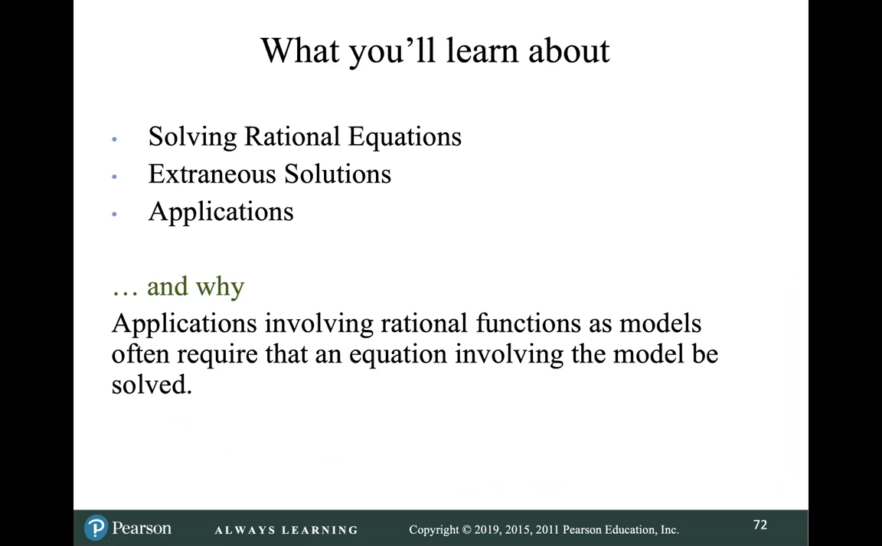Remember, rational means fractions, so that's equations that have fractions. And when we do that, we're going to have to check for extraneous solutions, and then we're going to apply it. And why do we care about this? Applications involving rational functions as models often require that an equation involving the model be solved, and we have to be extra careful, especially when we have fractions, that we are not dividing by zero. So that's where the extraneous solutions come in.